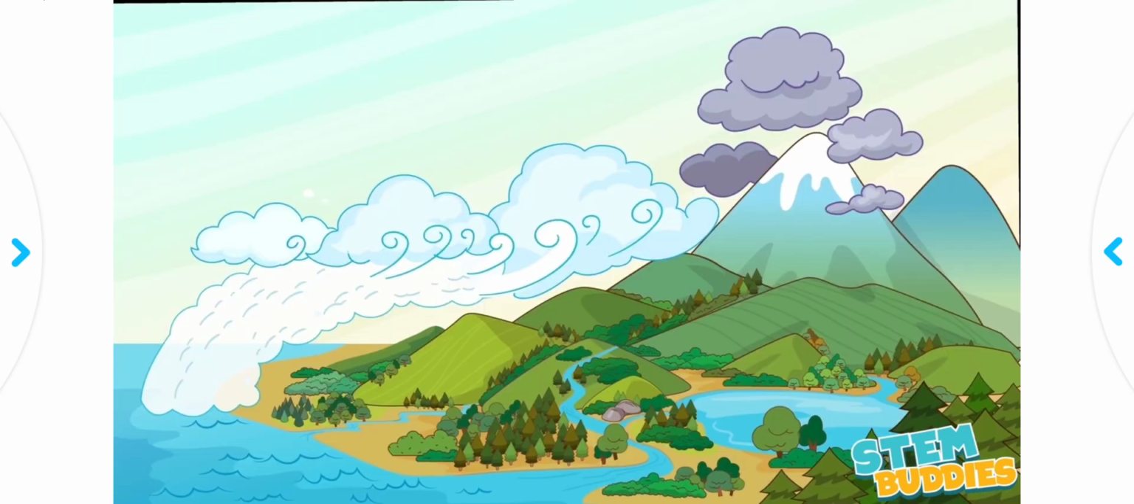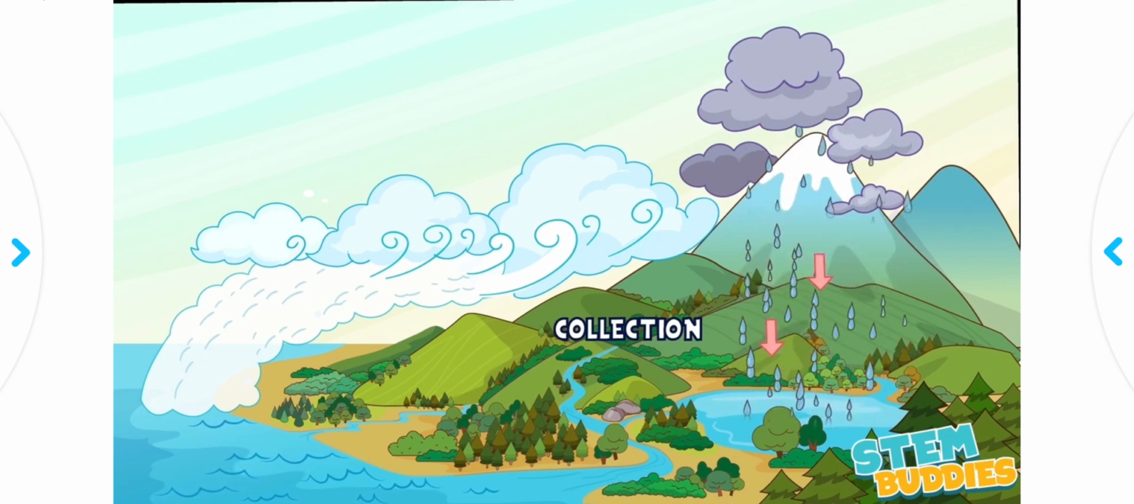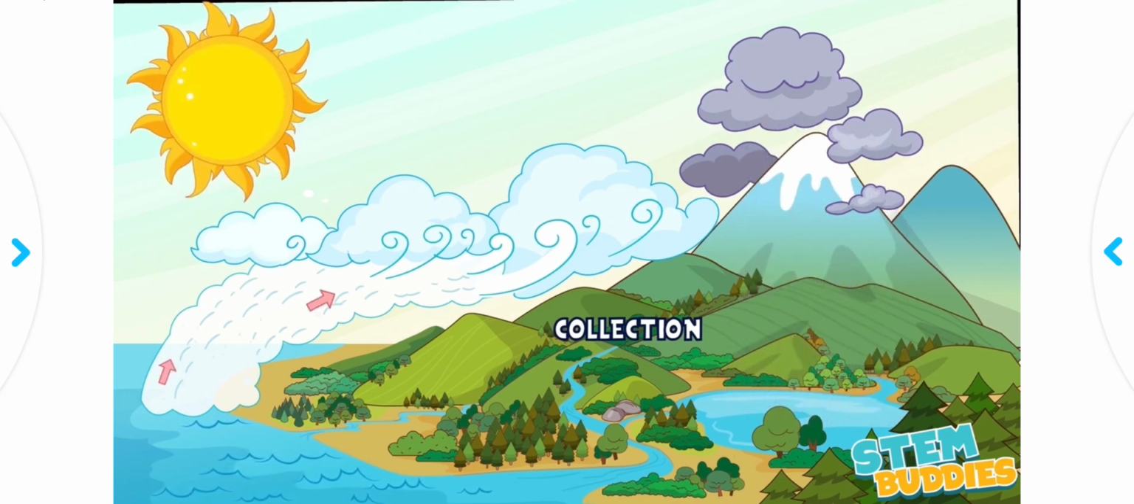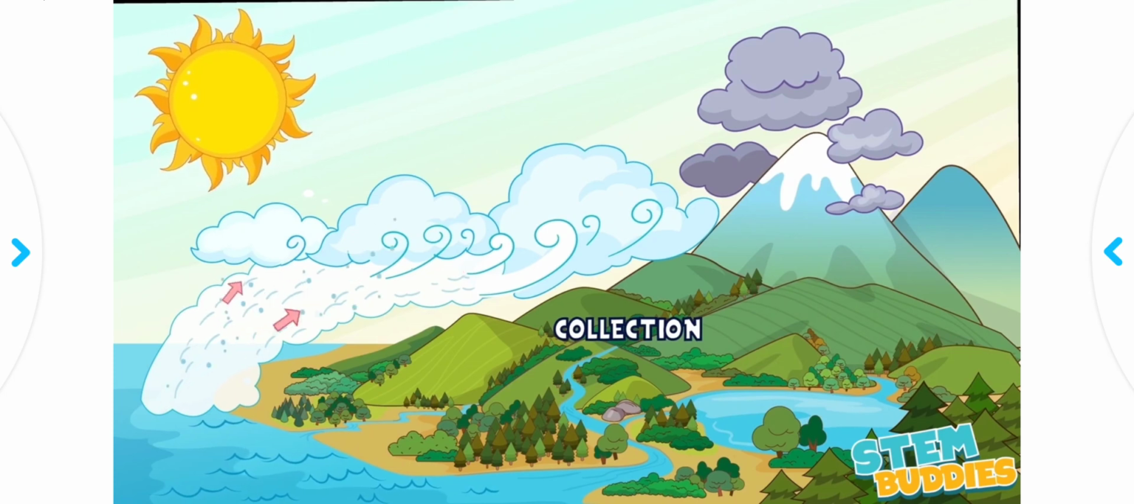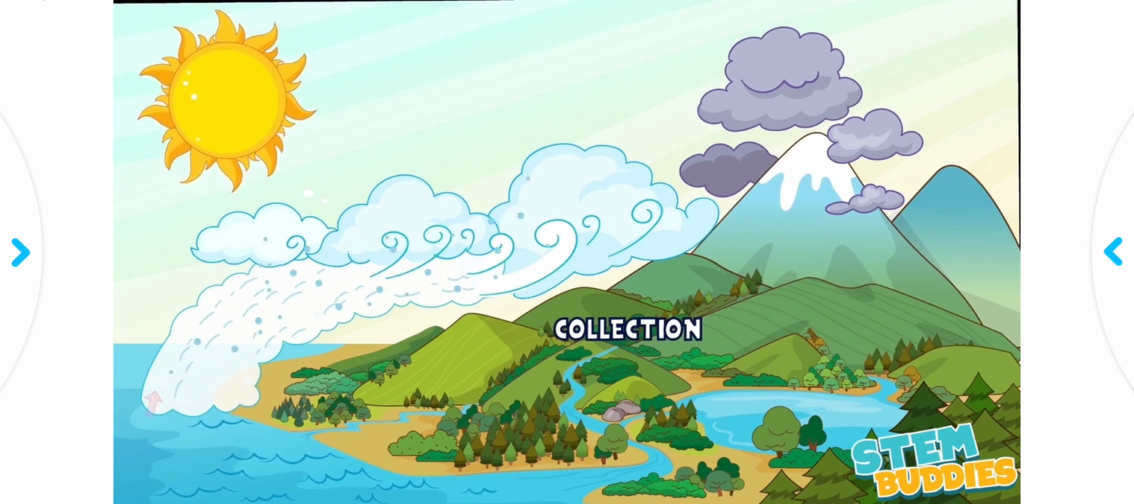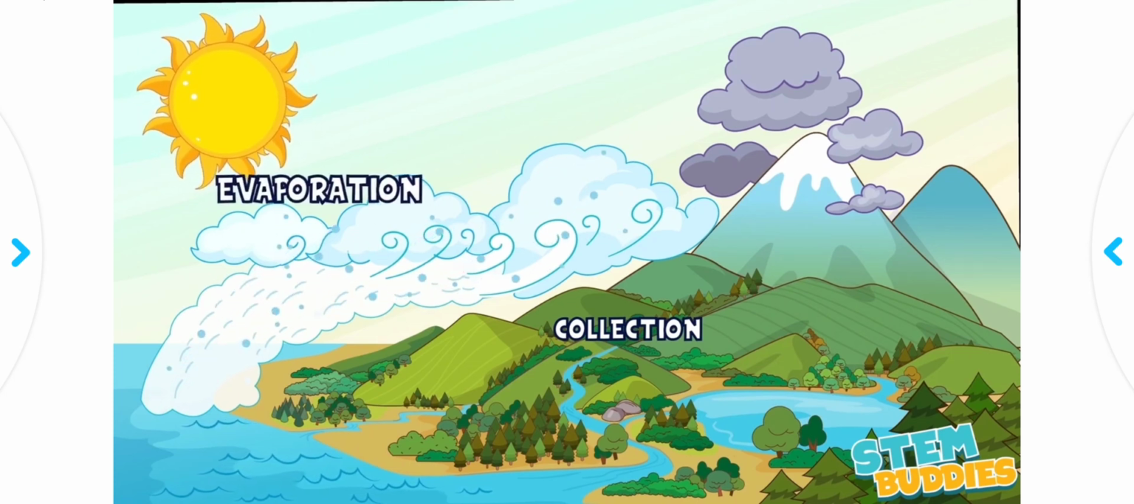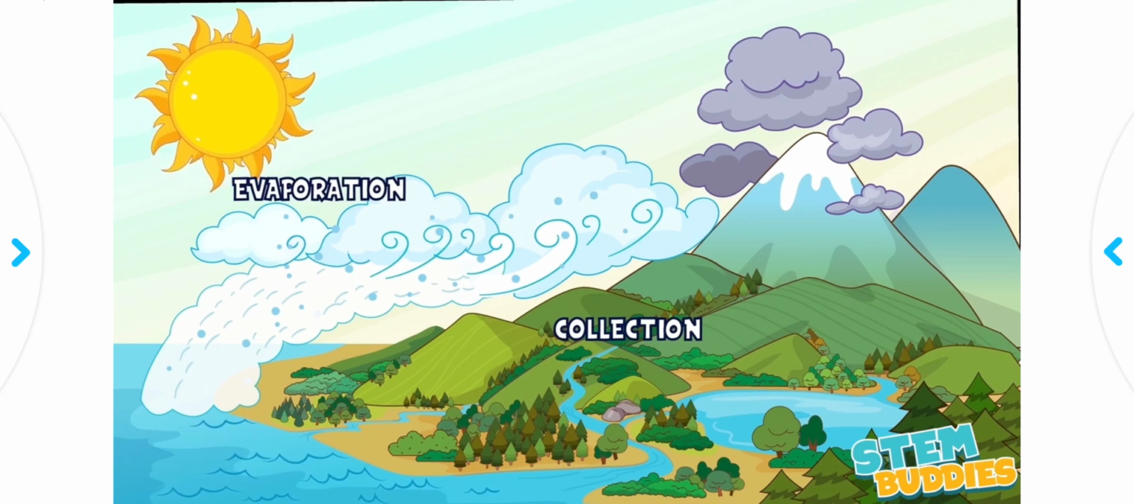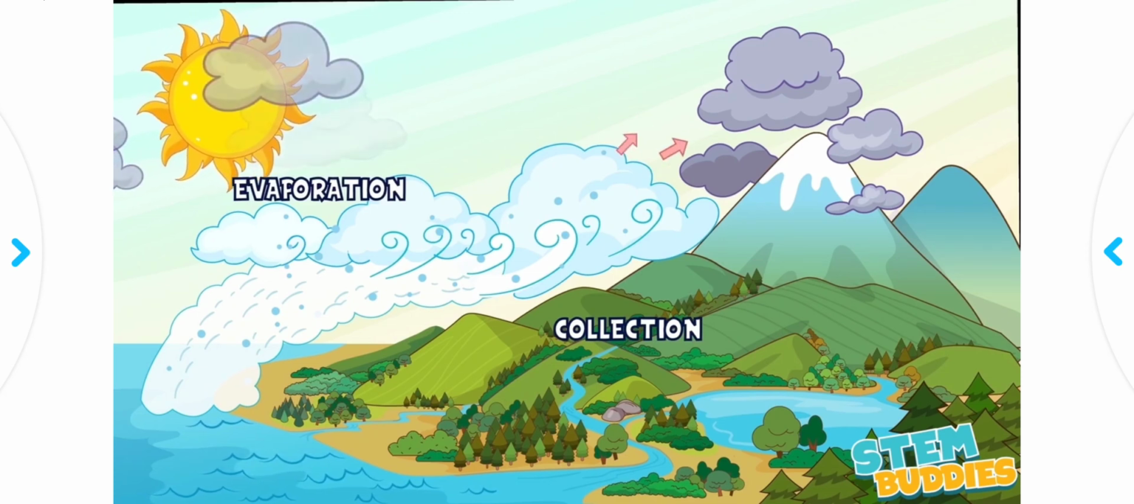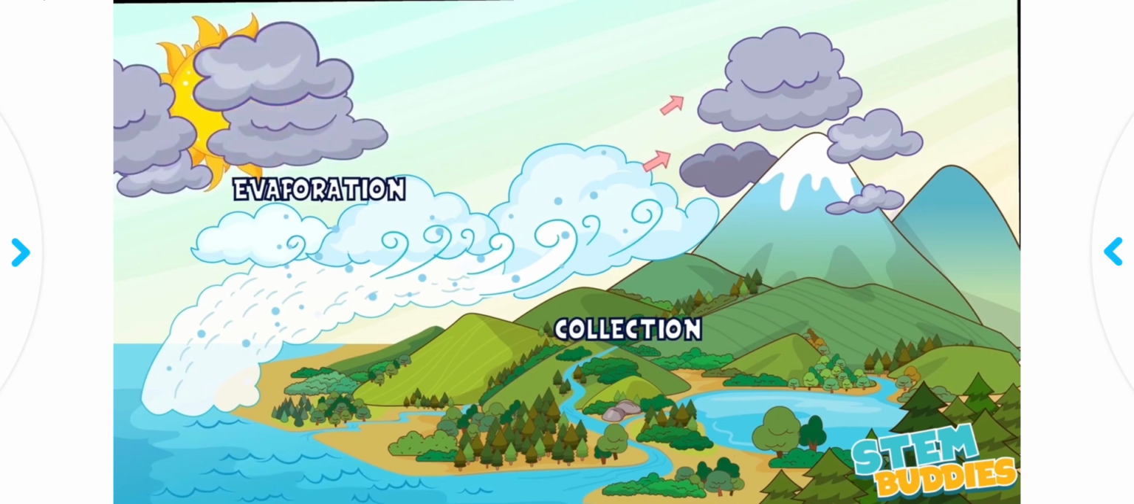Let's review the water cycle, shall we? The first step is called collection. When it rains, water collects in puddles, ponds, marshes, or even oceans. Then, when the sun comes up, the water goes into the air in tiny little droplets we cannot see. That is called evaporation. Once in the air, the water droplets gather in the clouds, causing them to turn dark.